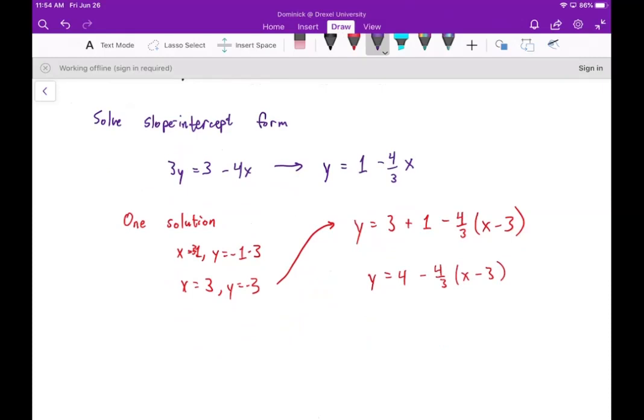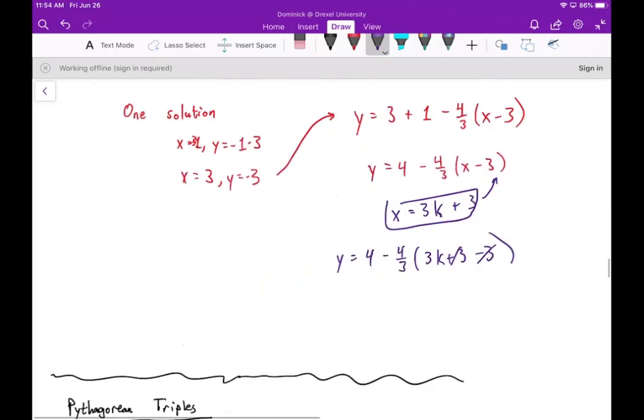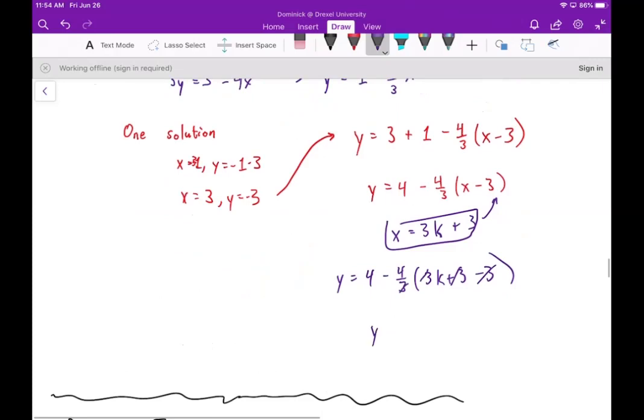So now since our slope is reduced, if we make x equal to 3 times an integer k, and then plus 3, when I plug it in, that will cancel out the 3 and then also cancel out the 3 that's being divided, which would give me that y is equal to 4 minus 4 over 3 times x, which is 3k plus 3, minus 3. So our 3s cancel here. The 3s also cancel here, and we get that y is equal to 4 minus 4k.